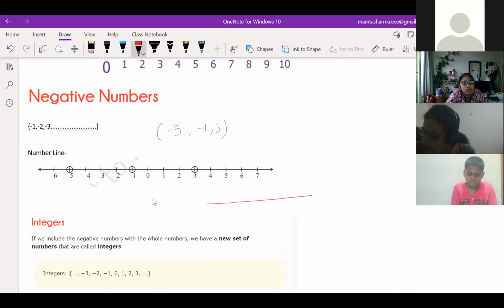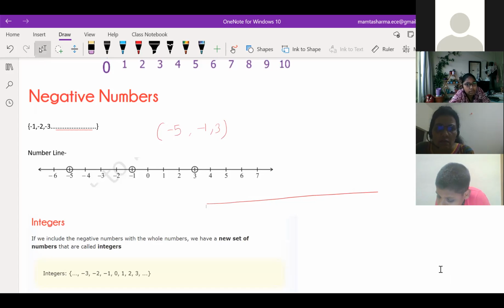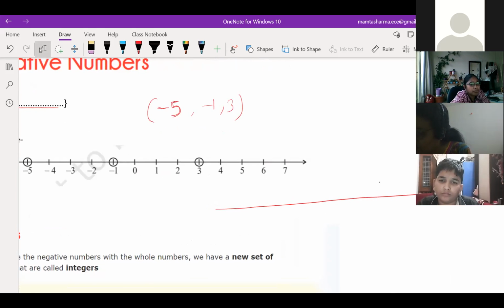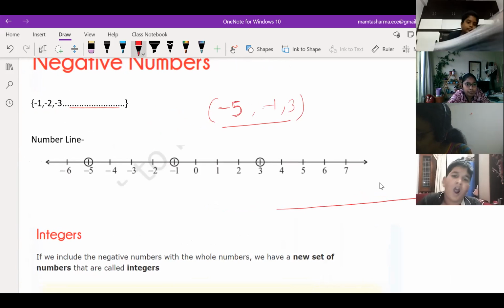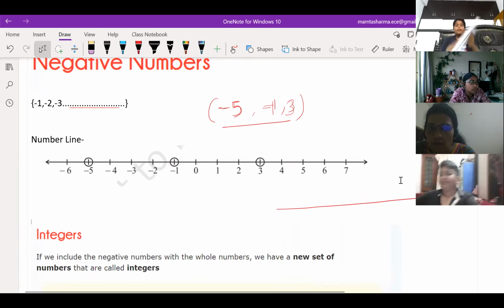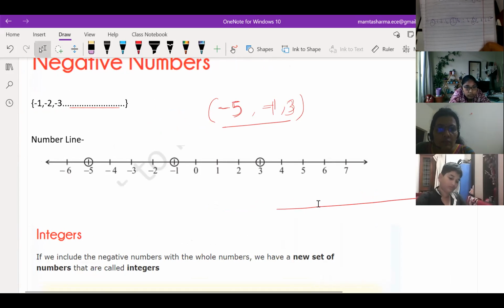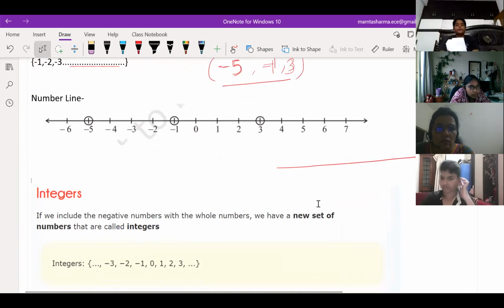Ma'am, can you repeat the numbers? The numbers are -5, -1, 3. It is visible on screen, no? Yes, ma'am. Represent the numbers -5, -1, 3 on the number line. Yeah, very good. So everybody knows, I think.